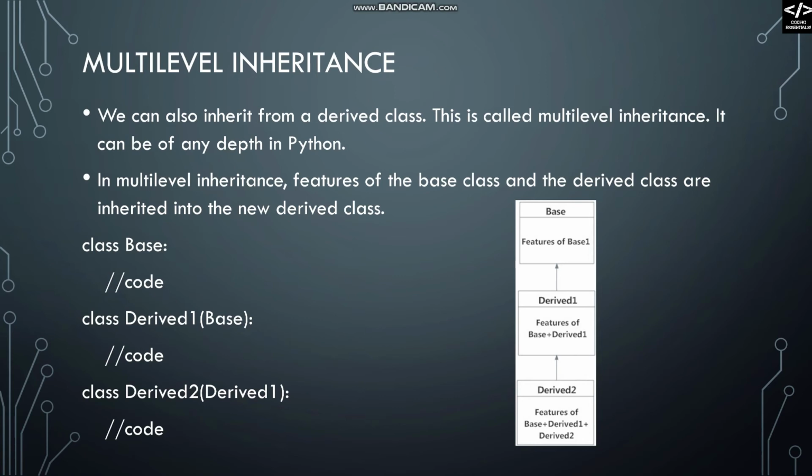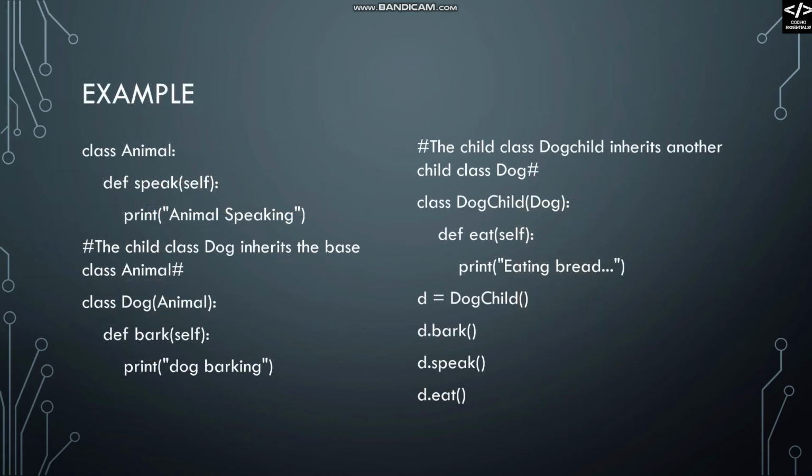The syntax is class base, then class derived 1, inside which we write the base class name, and then comes class derived 2, inside which we write the name of the derived 1 class. So derived 2 is the grandchild of base. Okay, let's see an example.